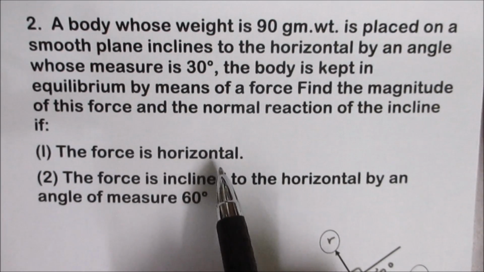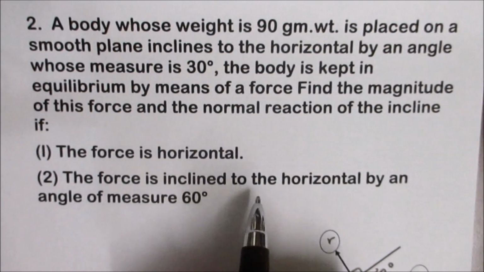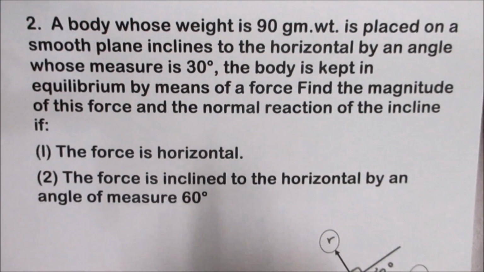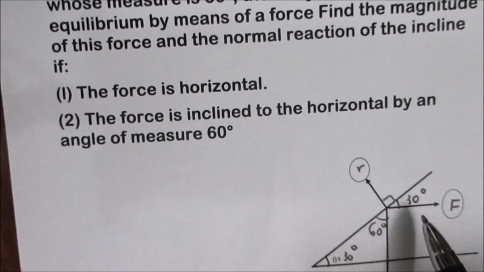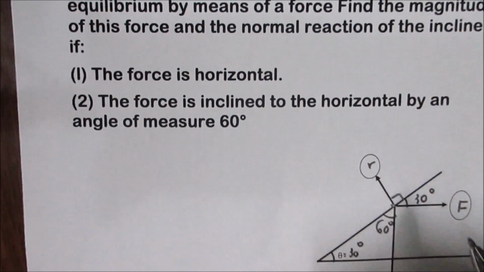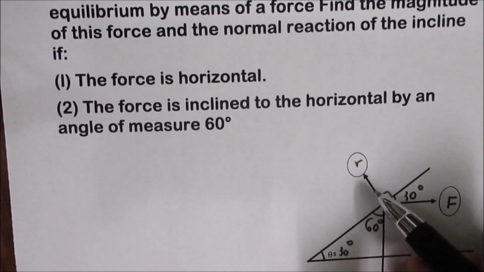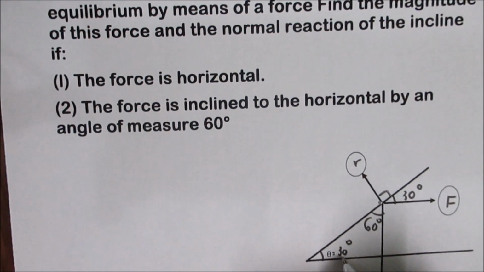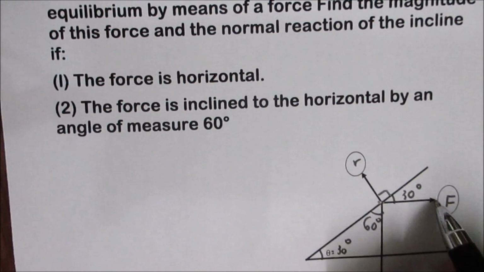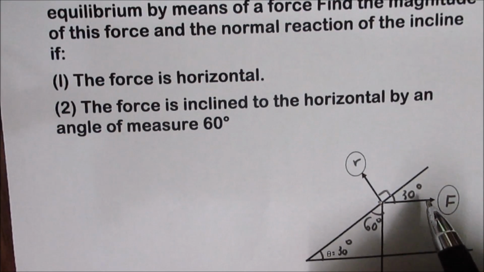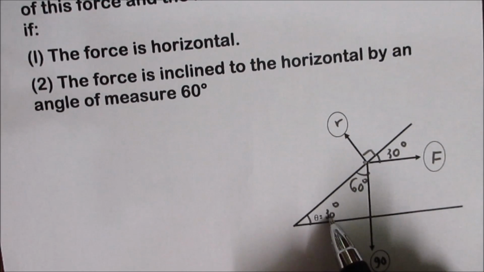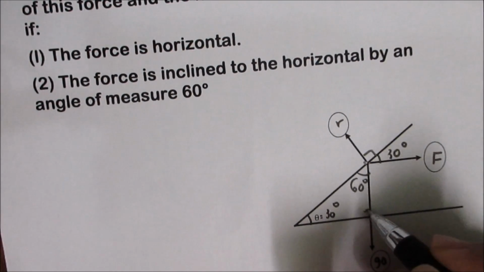First, if the force is horizontal. Second, if the force is inclined to the horizontal by an angle of measure 60 degrees. In the first case, here we have a body whose weight is 90 gram weight, which is placed on a smooth inclined plane that inclines to the horizontal by 30 degrees. If the body is kept in equilibrium by a horizontal force, find the magnitude of the force and the reaction of the plane.